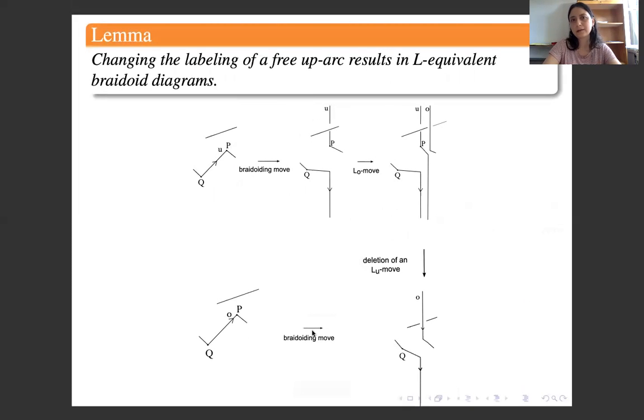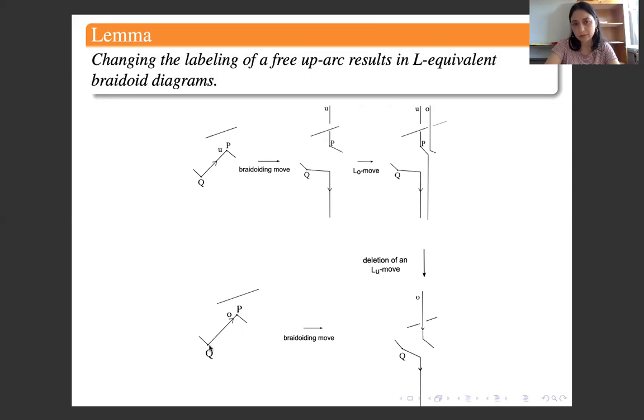Also, we have said that labeling the free up arcs in either the O or U way does not matter for the resulting diagram. Actually, changing the labeling of a free up arc results in L equivalent braidoid diagrams. Here, I decide this up arc to be labeled with U, and I apply the braidoiding move at the point P, and I obtain this diagram here, and then one more L over move in the neighborhood of the point P, and I obtain this collection of strands here.